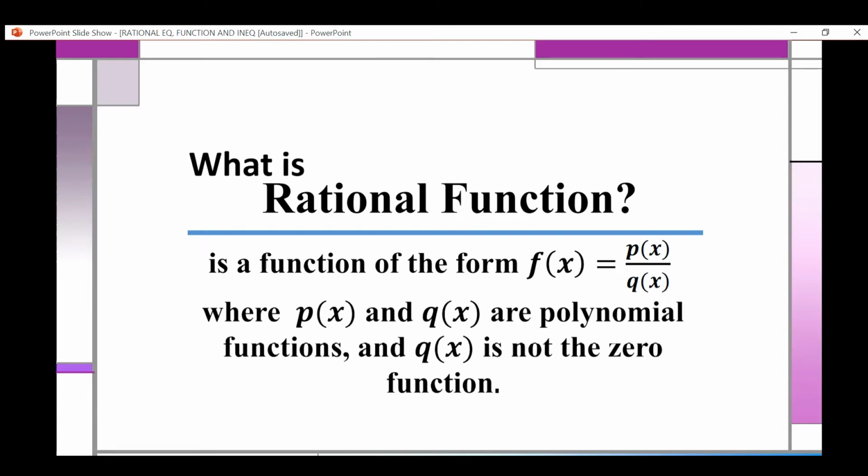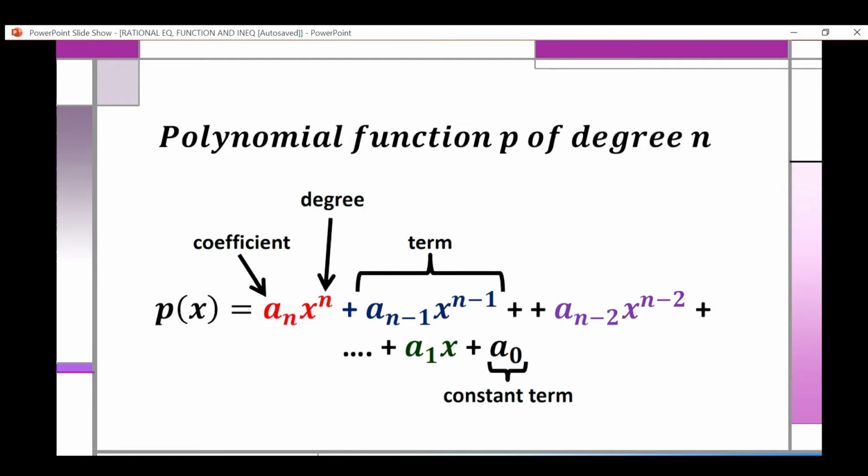So, since sinabi na ang rational function is a ratio of two polynomial functions, recall natin si polynomial functions. So, ito yun, class, yung polynomial function is in the form a sub n x raised to n plus a sub n minus 1 x raised to n minus 1 plus and so on until you reach the constant term a sub 0. So what are the examples of polynomial function?